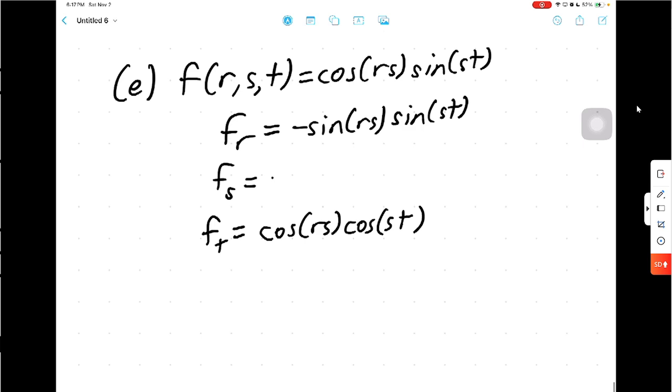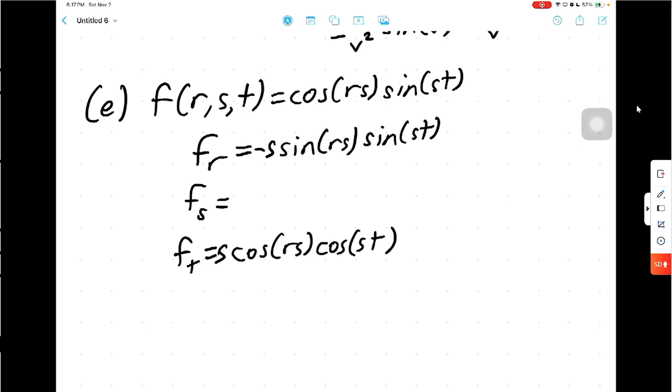And with this one, we have to do the product rule. Oh, I forgot to do the chain on this guy. This should be negative s. And this guy is s. And then here we're going to do the product, which means that we're going to get negative r sine of rs. And then we're going to get plus t cosine of rs cosine of st.